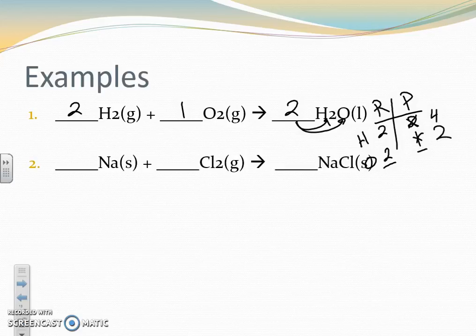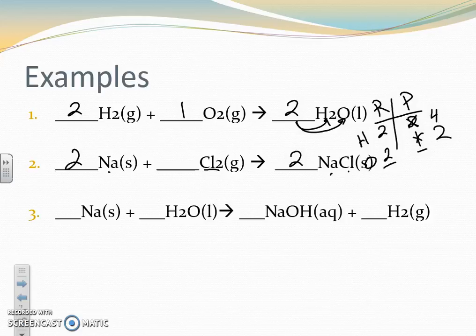The next one, playing the same game, we go through and look: 1 sodium, so 1 sodium, 1 sodium, 2 chlorine, only 1 over here, so I have to put a 2, but when I do that, I also change the sodium. So I have to go back and change that as well. So that one also balances 2, 1, 2, just a coincidence that they do that.